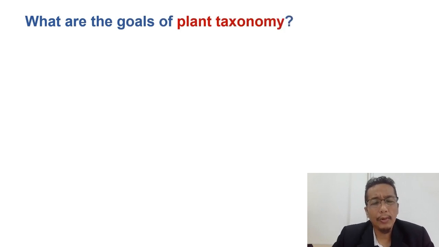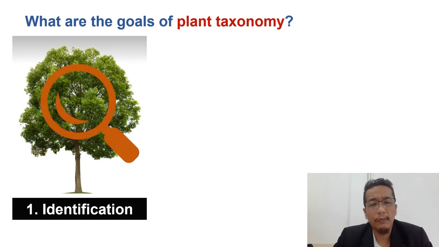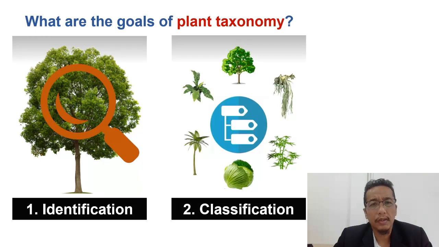Okay, what are the goals or objectives of plant taxonomy? There are two goals of plant taxonomy. The first one is for identification, and the second one is for classification.